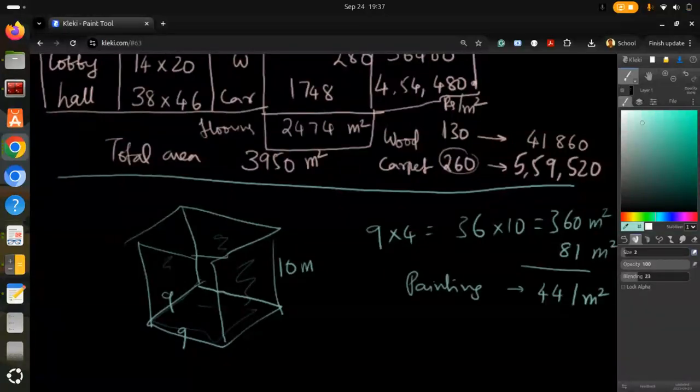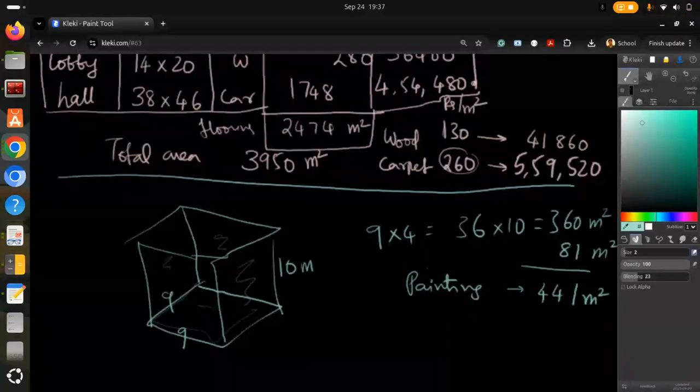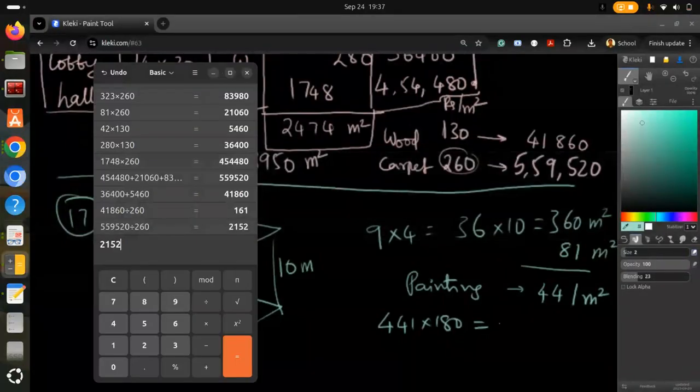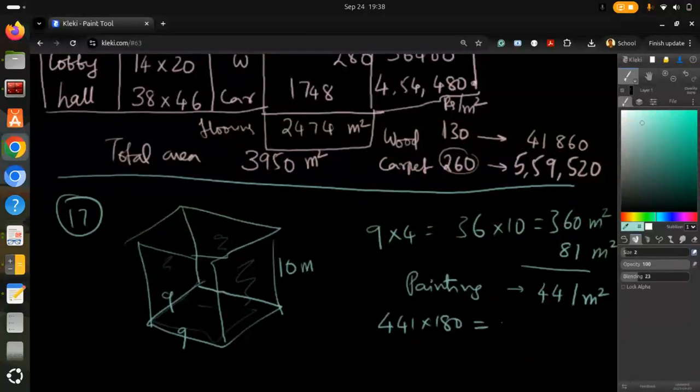And what is the painting cost mentioned? If you see here, it is painted at the cost of 180 rupees per meter square. So 441 into 180 gives me the painting cost. By the way, this is question number 17. Okay, so let's go to our calculator. 441 multiplied by 180 gives me 79,380. That's too costly to paint one room, but who are we to judge here?